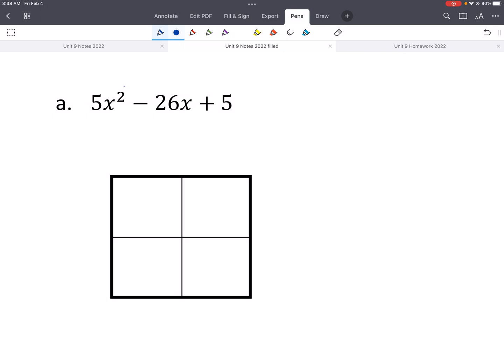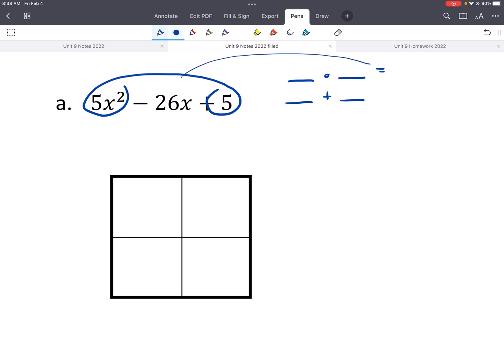And the next thing that we covered is to do glasses. That's where we find the two things that multiply and the two things that add. So they need to multiply to what we get from our glasses. That gives us 25x squared, and then it needs to add to give us that middle term, so negative 26x.